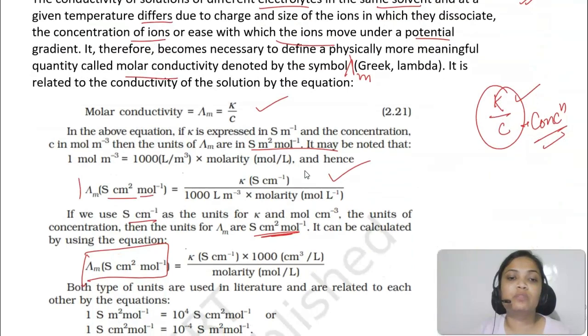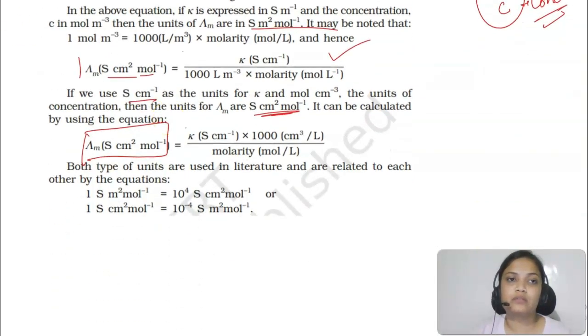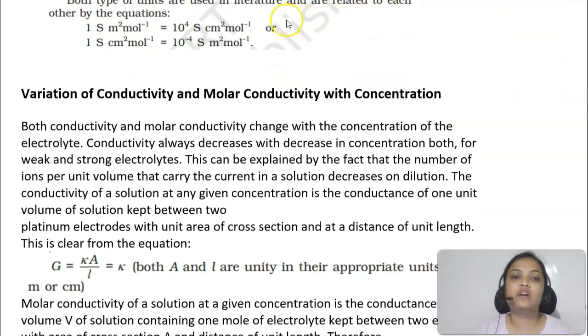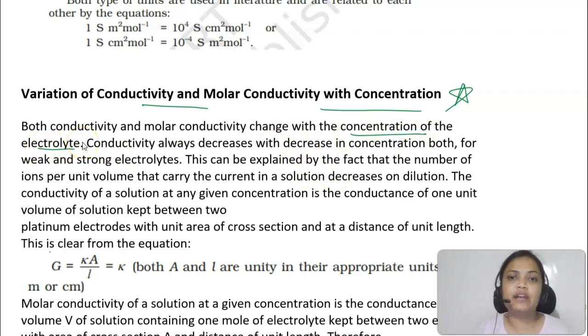Now let's move on to the next topic. Students, let us talk more about the variation of conductivity and molar conductivity with concentration. This is a very important topic that you must know. Both the conductivity and the molar conductivity will change with the concentration of the electrolyte, because that depends on the number of ions. If the concentration of the electrolyte changes, the number of ions changes, so that will change the conductivity and the molar conductivity.